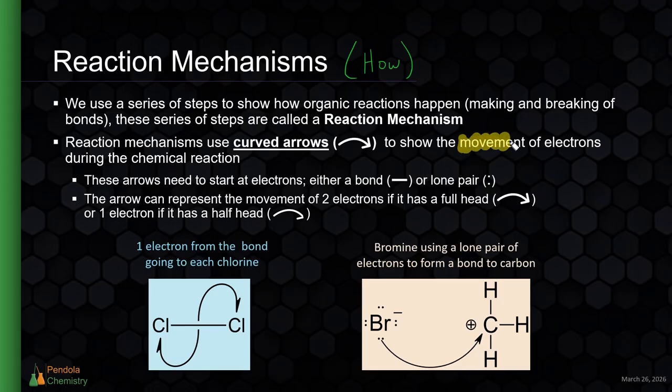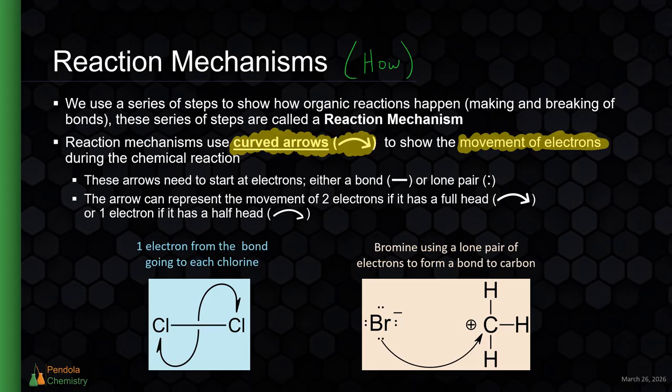In order to show the movement of electrons, what we do in reaction mechanisms is that we use curved arrows. Curved arrows are going to show electrons moving from point A to point B, either by breaking a bond, so whenever a bond is broken, electrons tend to move, or by forming bonds, so whenever electrons are used to create a bond, they're also going to have this curved arrow.